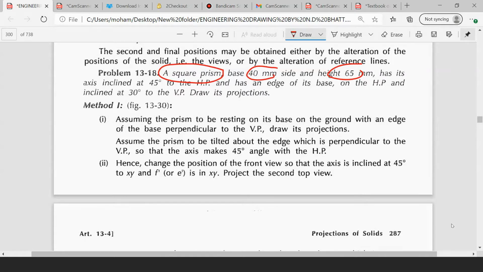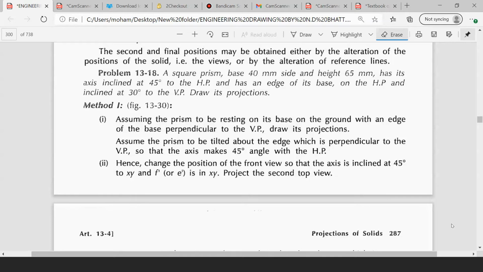But where do you need to draw this solid? You need to know where we should draw this solid, either in HP or VP. He's saying that a square prism, base 40 mm side and height 65 mm, has its axis inclined at 45 degrees to HP, and has an edge of its base on the HP. He's saying that it is resting on the HP. He has given clearly that it has an edge of its base on the HP, and inclined at 30 degrees to VP.